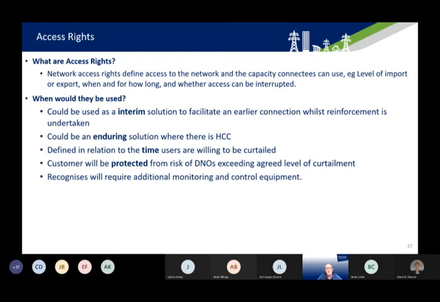So the idea is to effectively define the time that users are willing to be curtailed, and Ofgem are proposing some protection: if the level of curtailment exceeds the forecast level, there would be some financial compensation, as proposed. But some of that might need additional monitoring and control equipment as well, so that will be part of the equation for customers to decide whether it's attractive or not.